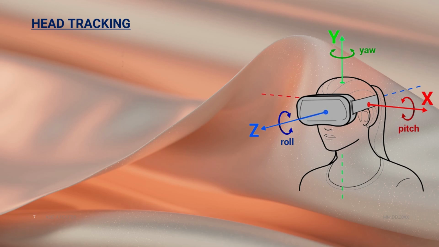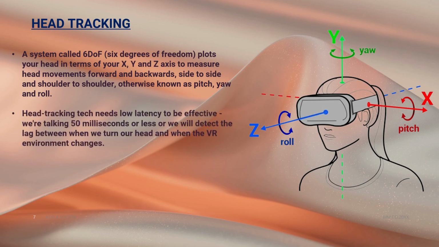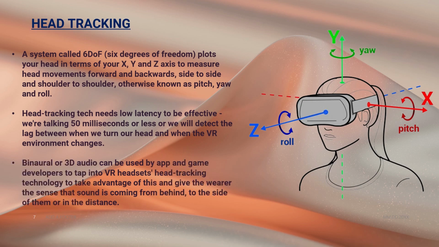Firstly, head tracking. Head tracking means that when we wear a VR headset, the picture in front of you shifts as you look up, down and side to side or angle your head. A system called 6 degrees of freedom or 6DOF plots your head in terms of X, Y and Z axis respectively to measure head movements forward, backwards, side to side, shoulder to shoulder, otherwise known as pitch, yaw and roll.